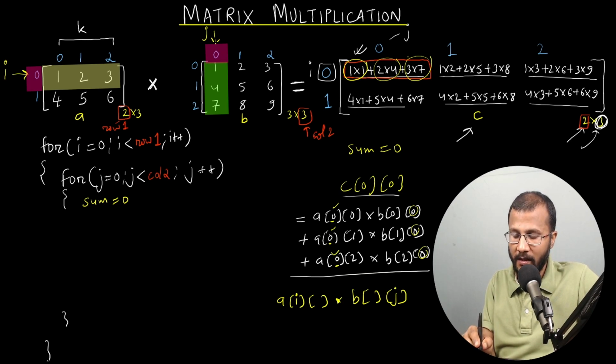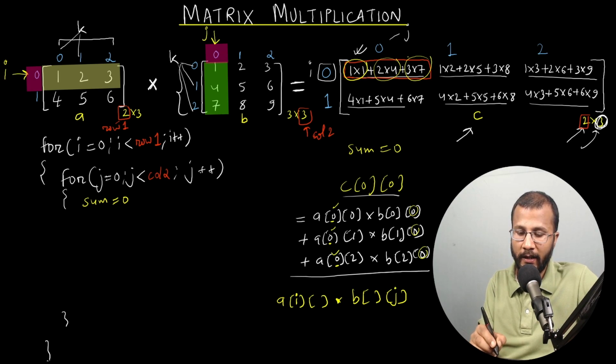Similarly, in the second matrix, J is fixed. That means the column is fixed. There are 3 elements. Currently J is 0. So these 3 elements are 1, 4, and 7. So to take care of that, again I need to have a loop here, K loop. Right? So K would be 0, K would be 1, K would be 2. In this case, here also K would be 0, K would be 1, K would be 2.